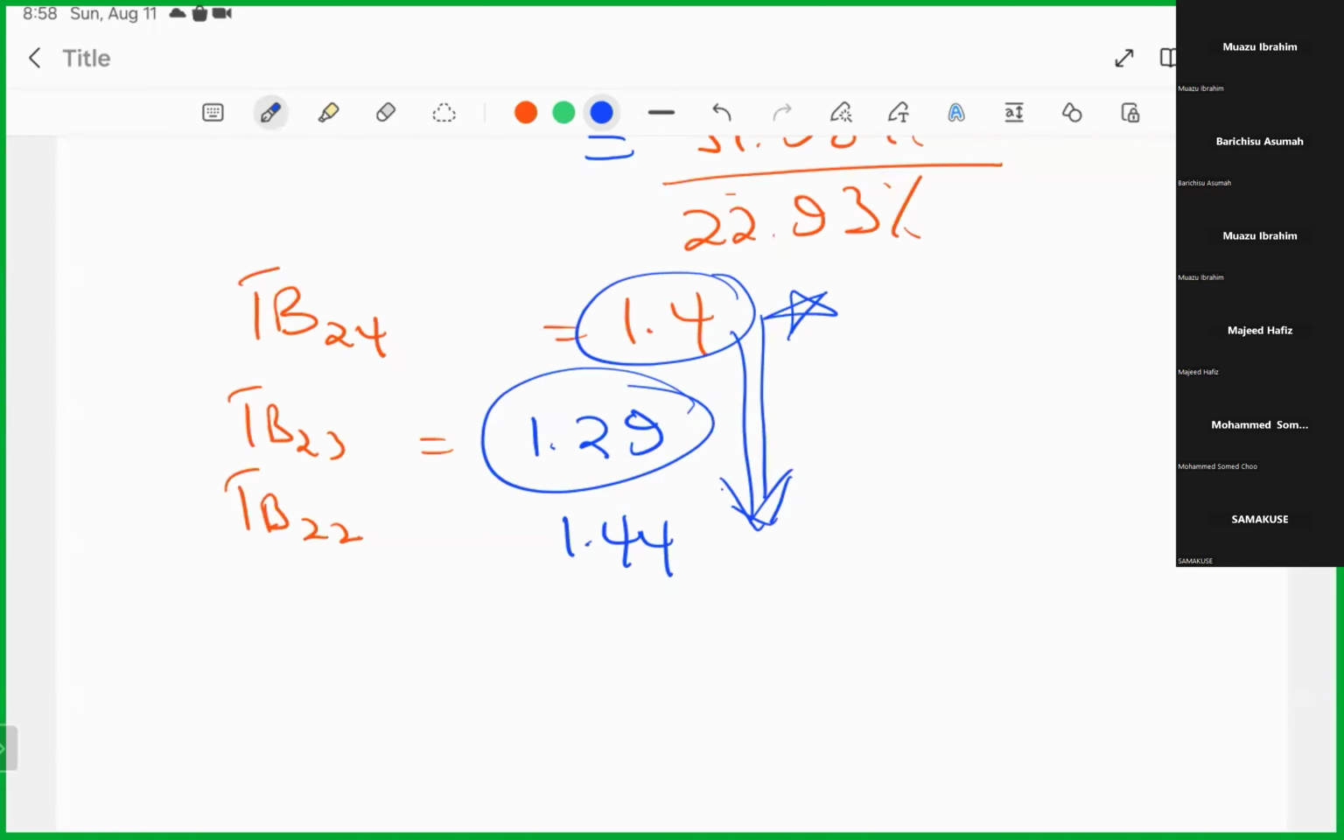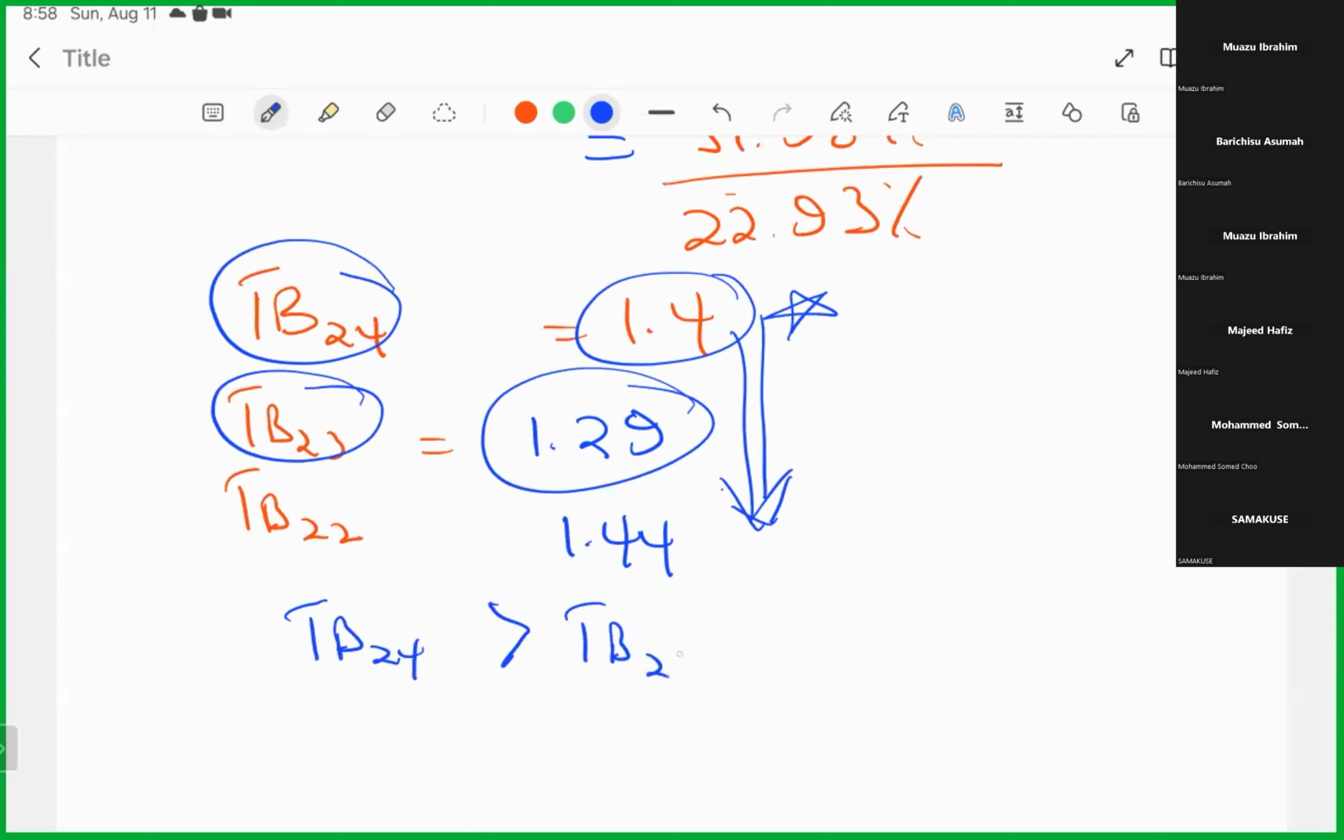But you will realize that the 2024 tax buoyancy is higher than the 2023 tax buoyancy. Tax buoyancy for 2024 is greater than tax buoyancy for 2023. It's the same thing. You have to ask the government, how is he going?